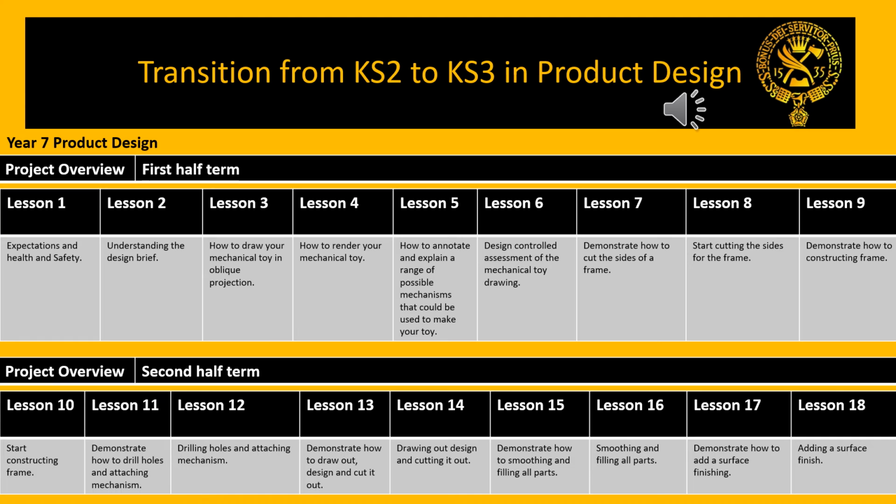The transition in Key Stage 2 to Key Stage 3 in product design starts in the same way as the previous 2, with expectations and health and safety. Students will then start the course by designing their mechanical toy using a technique called oblique projection. They will then have to render the drawing to show tone and texture. Finally, they will need to add notes to fully explain their idea. After they have finished designing, they will start making the product.